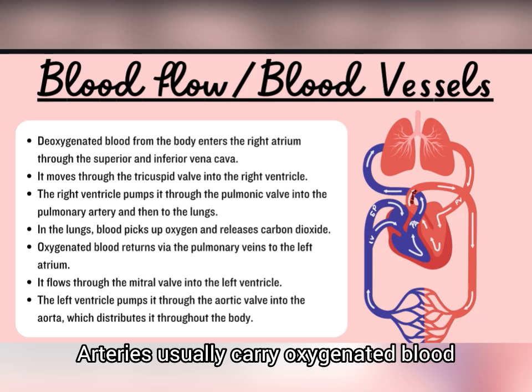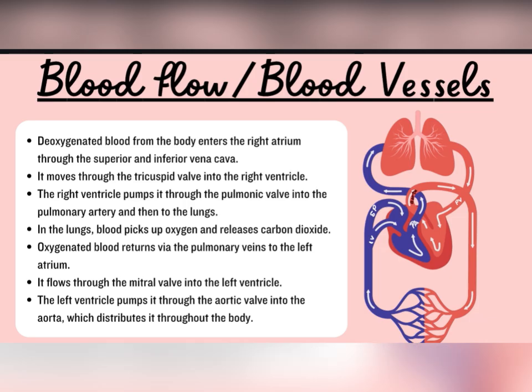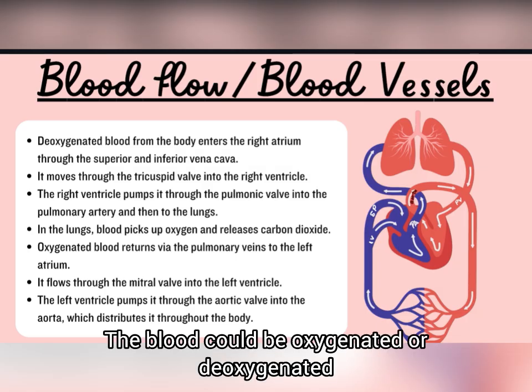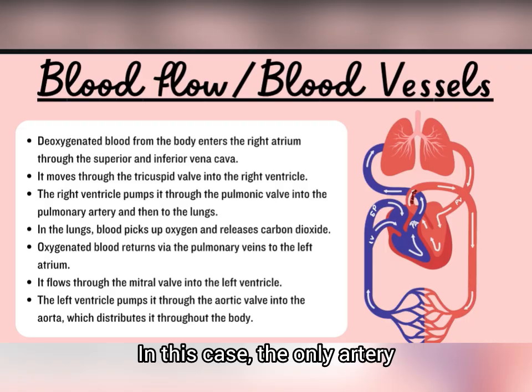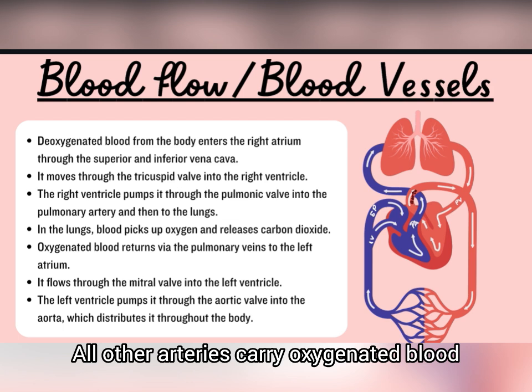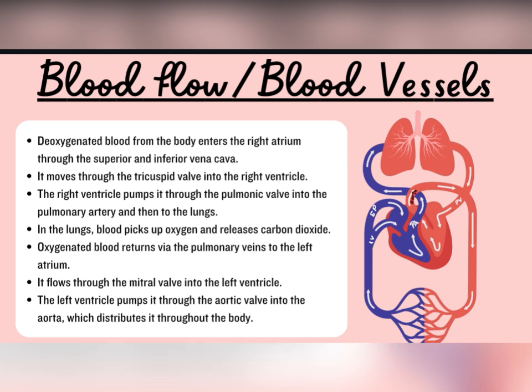Arteries usually carry oxygenated blood. Why? All arteries carry blood away from the heart. The blood could be oxygenated or deoxygenated. In this case, the only artery that carries deoxygenated blood is the pulmonary artery. All other arteries carry oxygenated blood away from the heart.